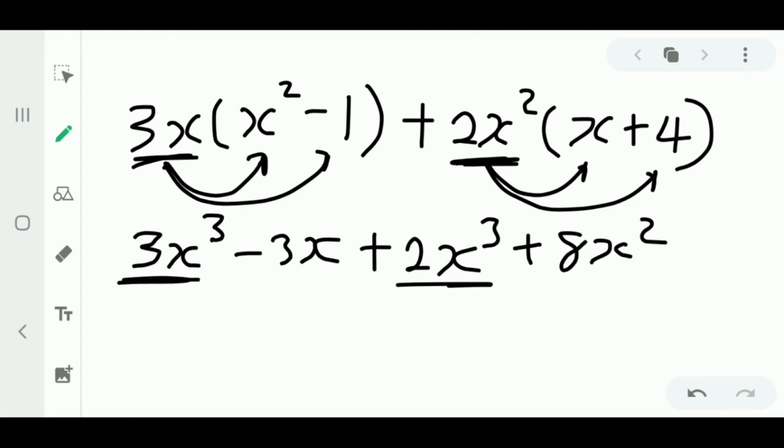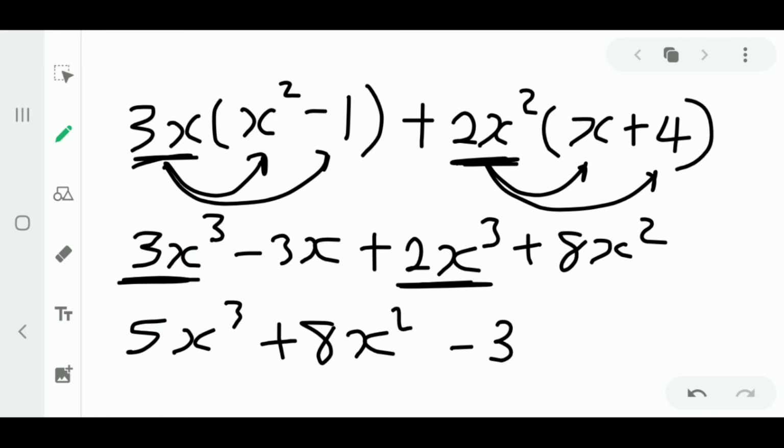So now we group the like terms, and remember, we order it in terms of the power. So the cube would come first, then the square, then the first power, then we continue. So it is 3x cubed plus 2x cubed, and we get 5x cubed plus 8x squared minus 3x.